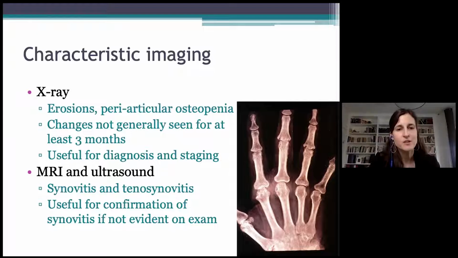And MRI and ultrasound are being increasingly used in rheumatology practices to help with confirmation of synovitis if it's not evident on exam. MRIs and ultrasounds are really great for looking at synovitis and tenosynovitis within joints.